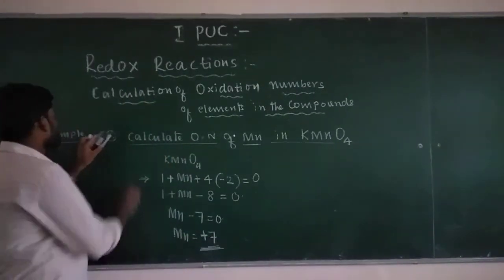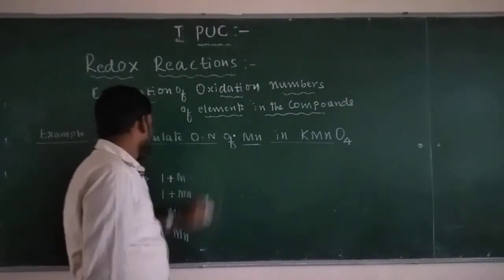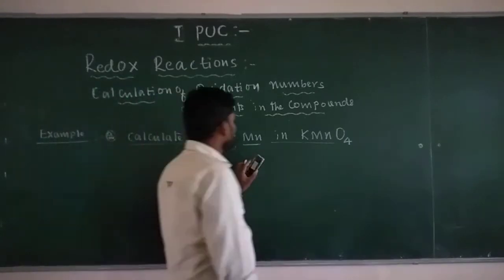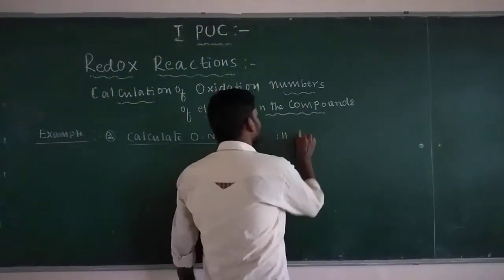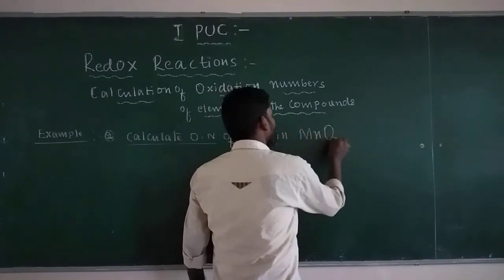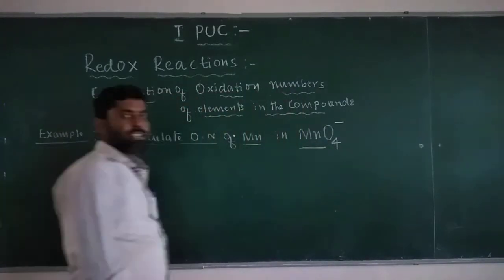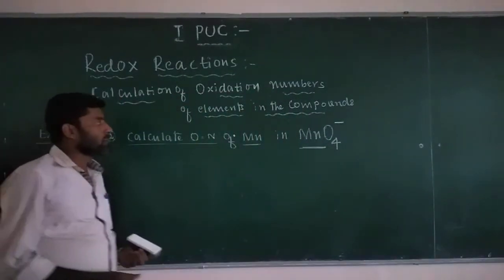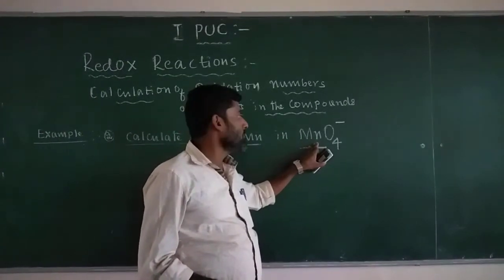Okay, next example 2. Calculate the oxidation number of Mn in MnO4 minus. Calculate the oxidation number of manganese in the permanganate ion MnO4 minus.